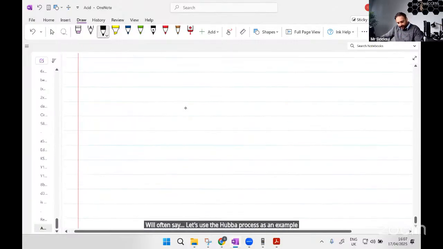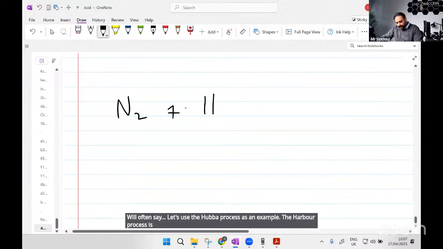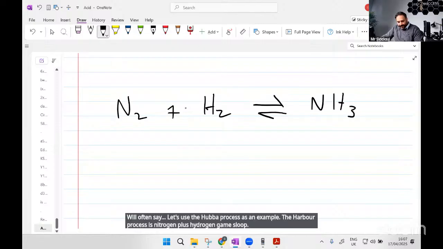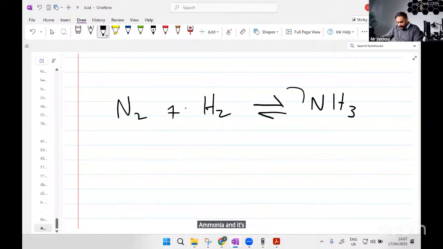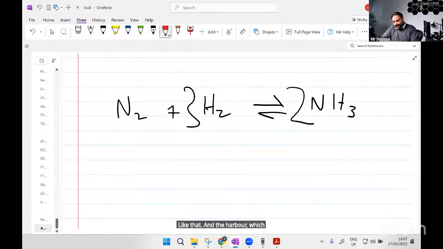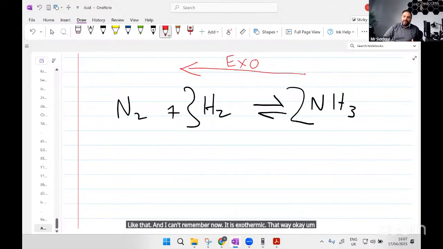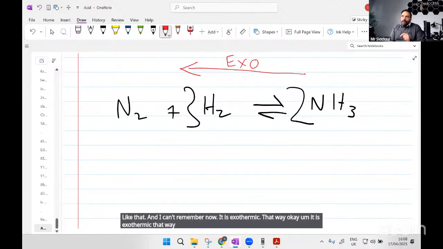The Haber process is nitrogen plus hydrogen gives ammonia, and it's balanced like that. And which way is endo? I can't remember now. It is exothermic that way. For the Haber process specifically, if you're doing triple science, you need to know that it's exothermic that way and endothermic that way.